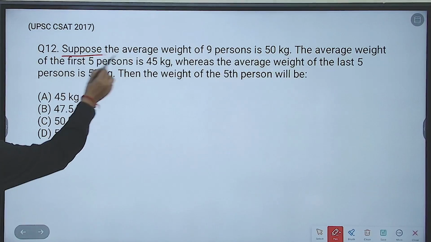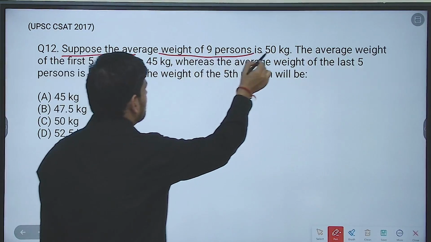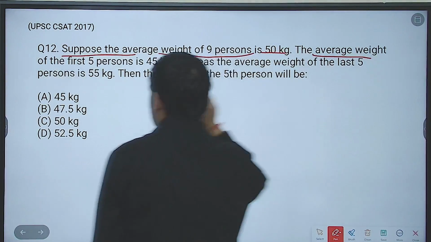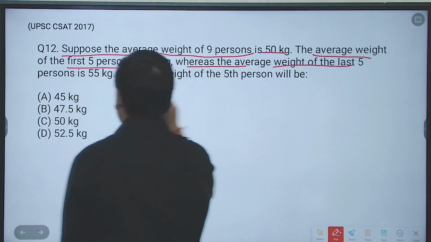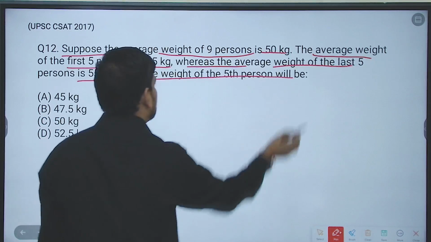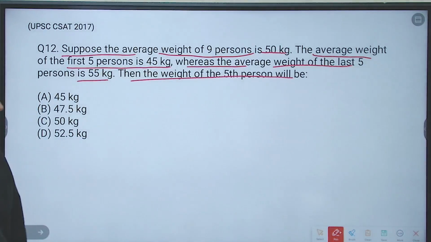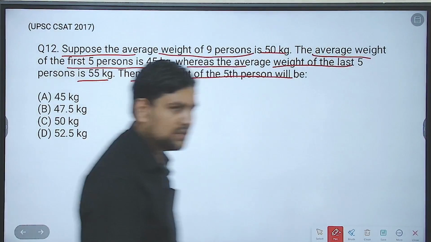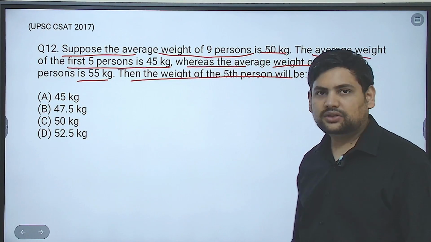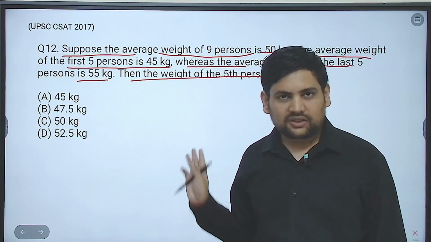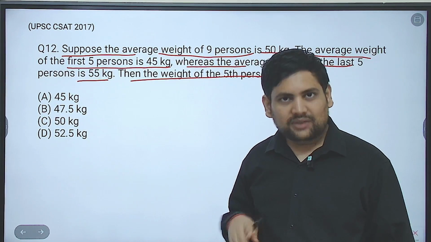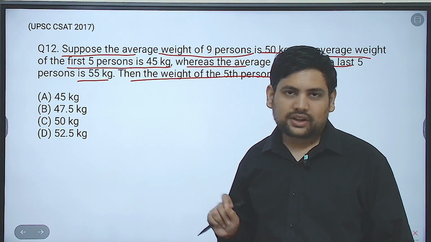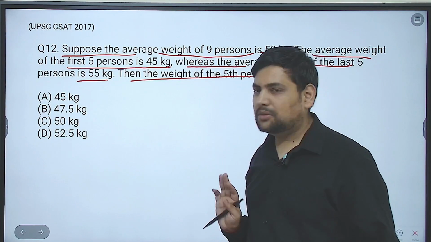Now suppose the average weight of 9 persons is 50 kg, the average weight of first 5 persons is 45 kg, whereas the average weight of last 5 persons is 55 kg, then the weight of the fifth person is. Now I will just do whatever is given in the question. The concept involved is middle number calculation. So whatever lies at the intersection, the sum of that you can get. For that you can watch the video. Now I'll be doing it directly.